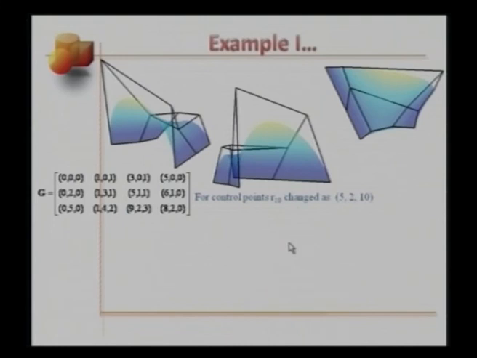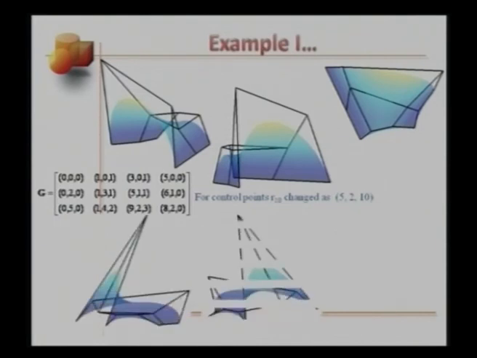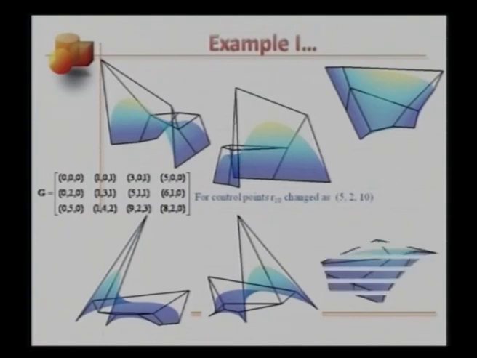If we change the control point R10 to 5 to 10, a different surface patch will result. That is shown here, again, via 3 different views.